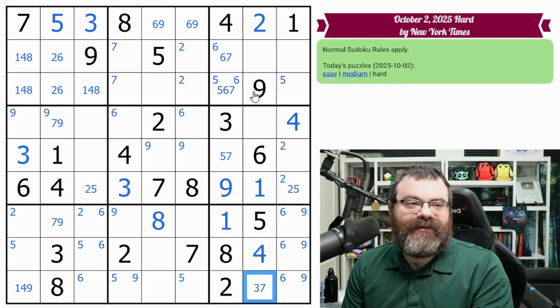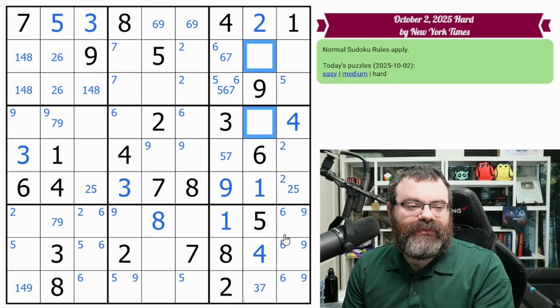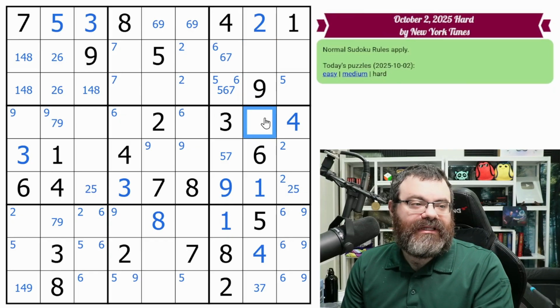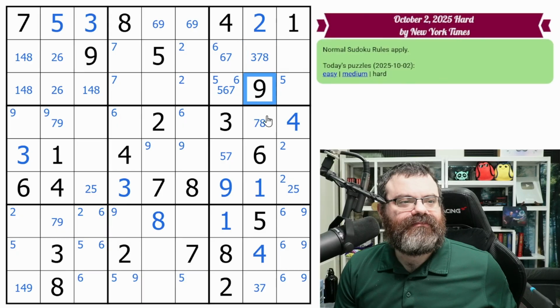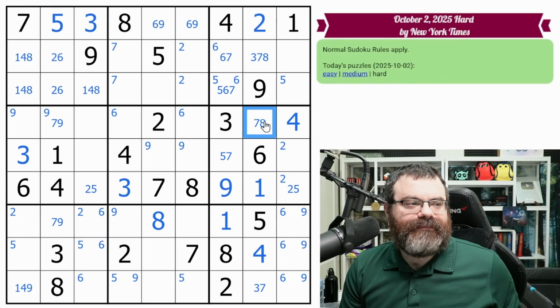This is down to 3, 7. This whole column is down to 3, 7, 8. This one's not the 3, so it's 7, 8. And this is all of them, 3, 7, 8. What can I do with that?